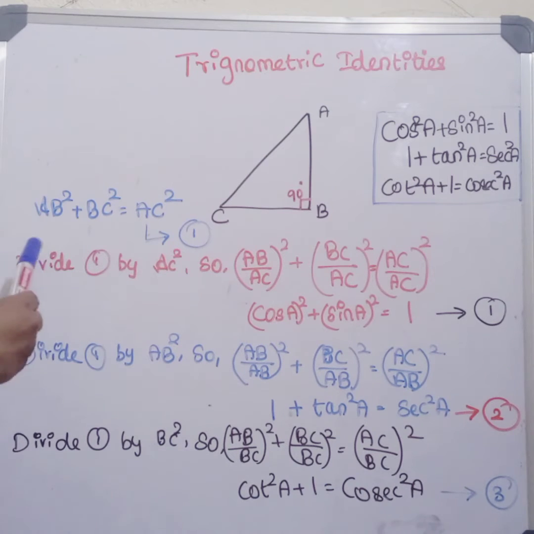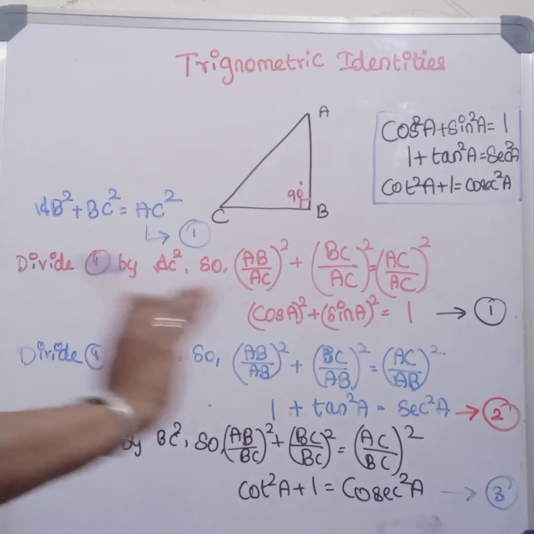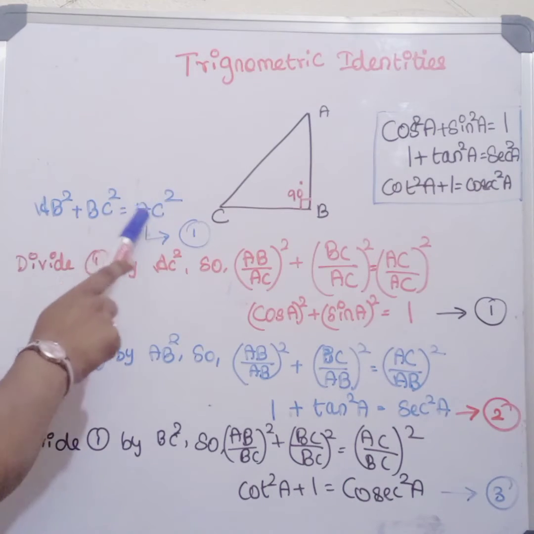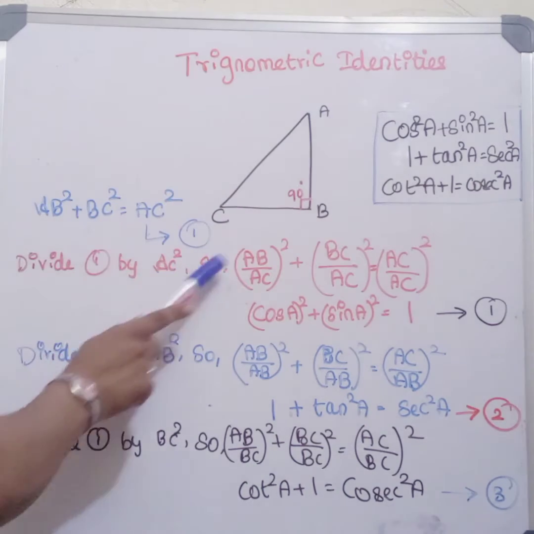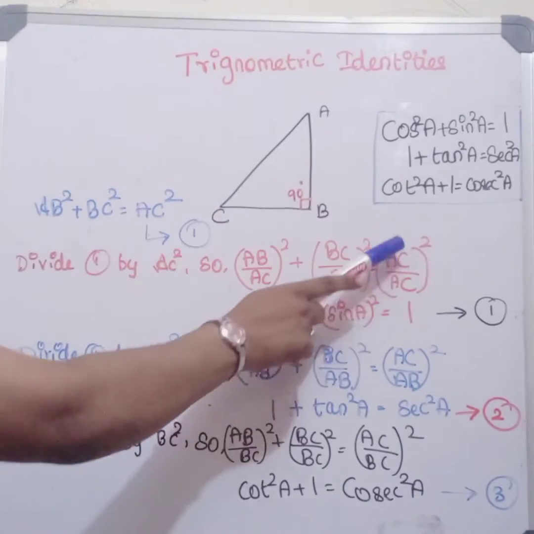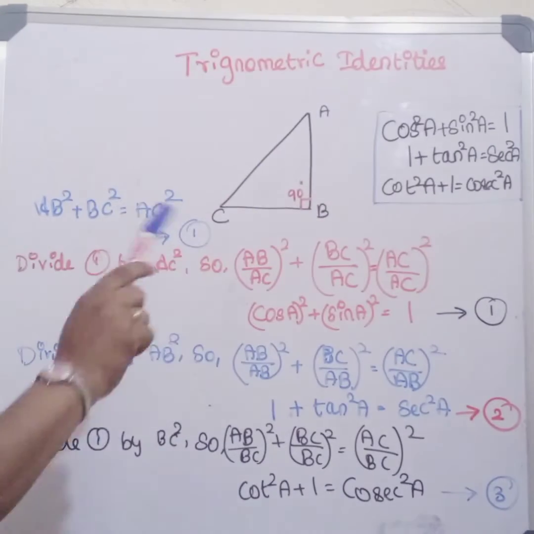Concentrate here. We have to divide each and every term by particular values. Once we divide by AC, then AB, then BC, the whole equation. Now divide equation 1 by AC. For the whole equation, you divide by AC. So AB by AC the whole square plus BC by AC the whole square plus AC by AC the whole square. You observe in this diagram AB by AC.